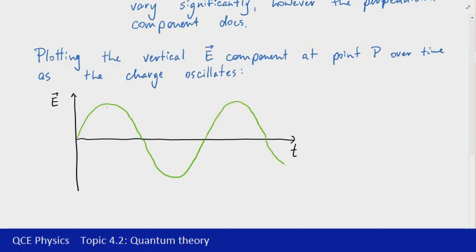Now, to make it a little bit clearer, I'm just going to draw some lines here to represent the direction of the size of the vertical component at different points in time. It'll become apparent why we're doing that when we start to look at the next little bit that we need to deal with. And so we end up with a wave that looks like that for the electric field.